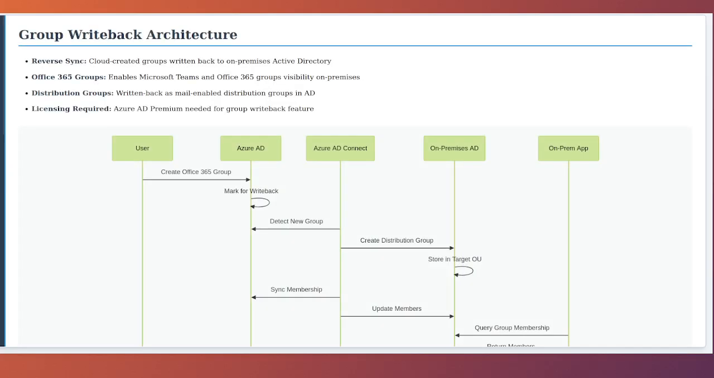Group Write-Back Configuration. Group Write-Back is a feature that enables groups created in Azure Active Directory to be written back to on-premises Active Directory, creating a reverse synchronization flow for group objects. This capability is particularly valuable for Office 365 groups and Microsoft Teams because these groups exist primarily in the cloud but may need to be accessible from on-premises applications and directory-aware services.